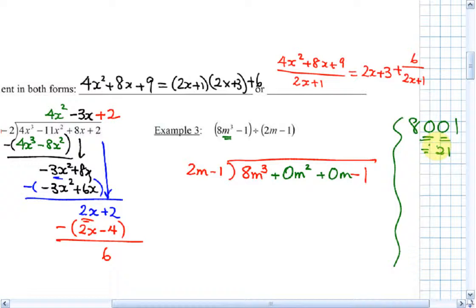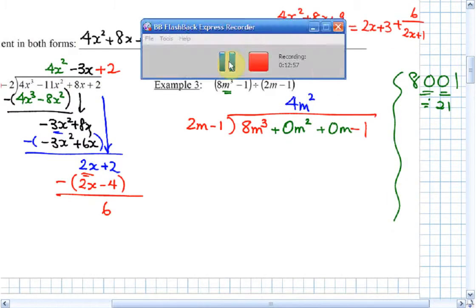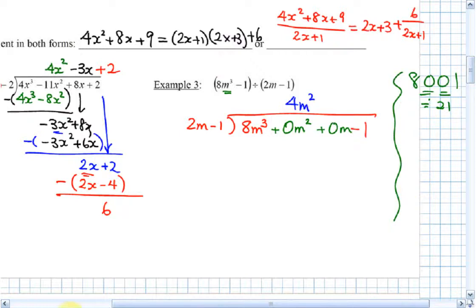Ladies and gentlemen, I'd like you to try this one on your own then. So think. 2m times what gives you 8m cubed? 4m squared. You finish this off, please, on your own. Give you a few seconds to do this. Then if you're done early, try the next question already. Okay, ladies and gentlemen, keep going, please.